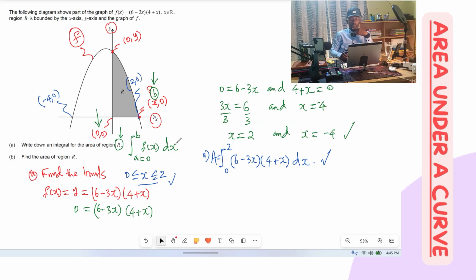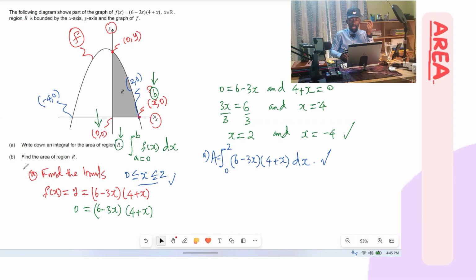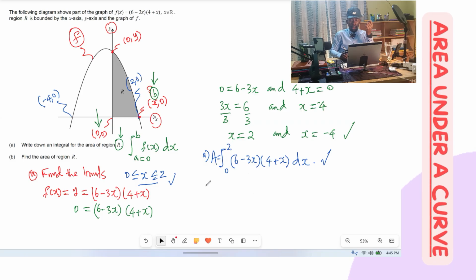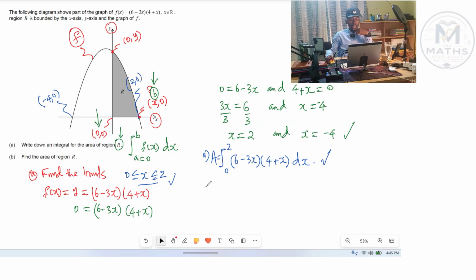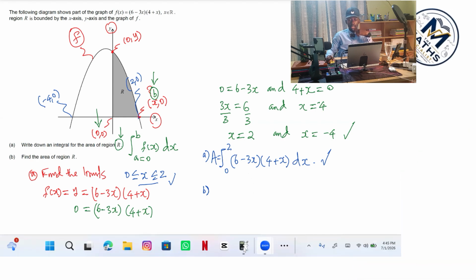Here now, part B of the question is to find the area of the region. So here it is simple. Let us use first the calculator to see, and then we will do it manually, and then we will do a comparison to see if our answers are the same.